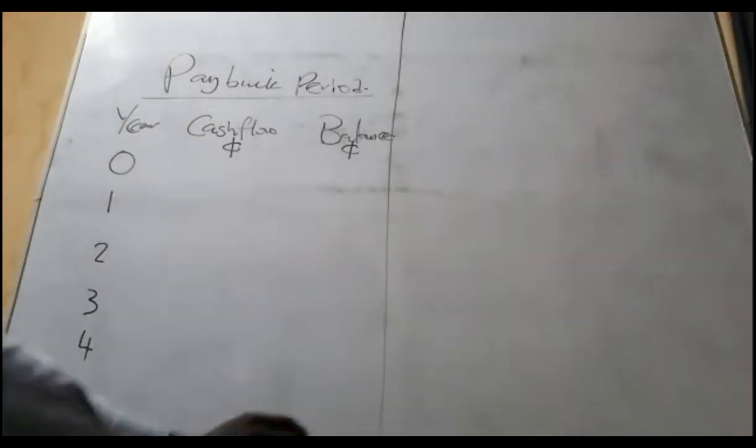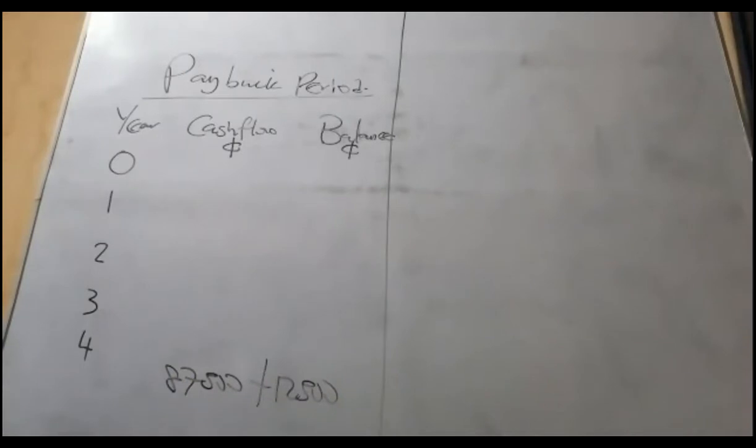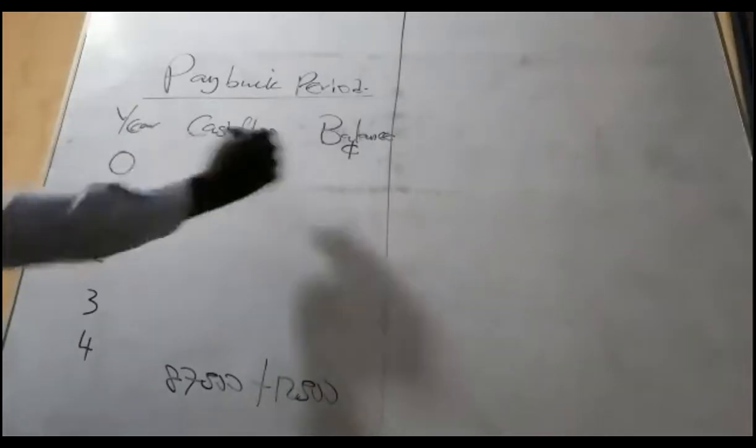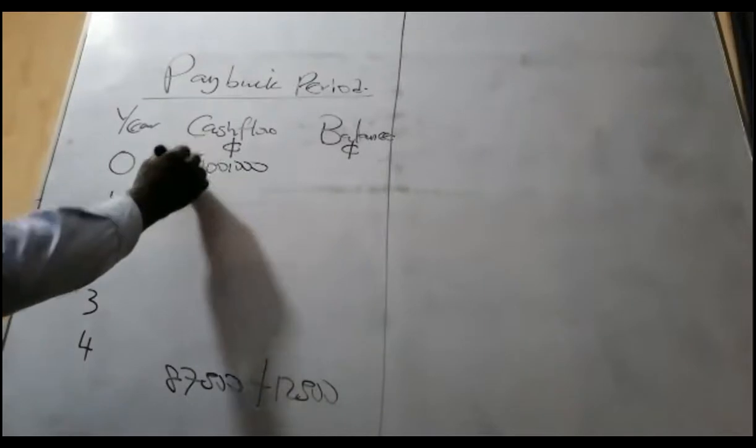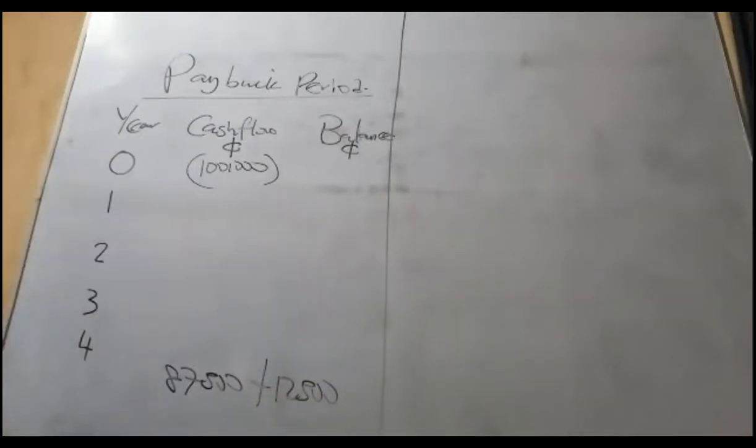So therefore, the cash flow for year 0 will be 87,500 plus 12,500. And these two will give us 100,000. So that means that the cash flow for year 0 will be 100,000. I'll put in brackets: it was 87,500 plus 12,500, addition of the two. This is working capital, this is investment itself.